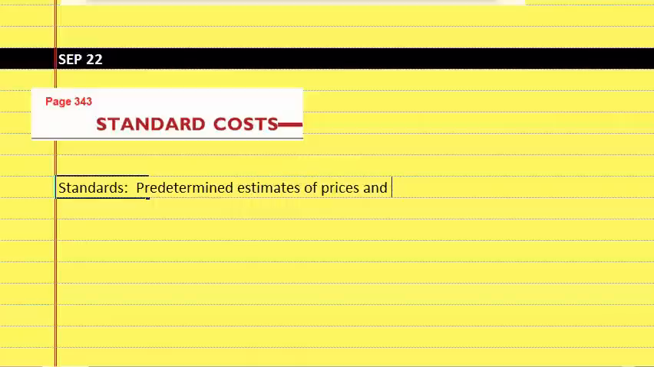Now let's take a look at standard cost and variances in Chapter 8. Standards are discussed on page 343, so let's take a look at a short definition of standards as they relate to the accounting process. Standards are predetermined estimates of prices and quantities of inputs to production.